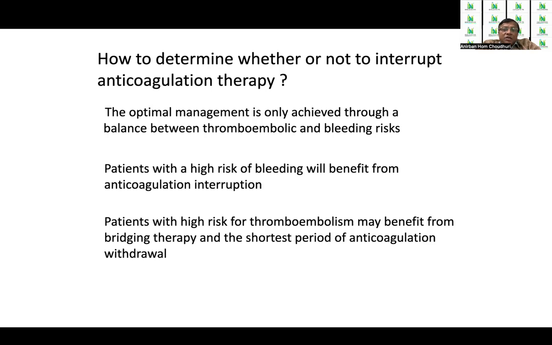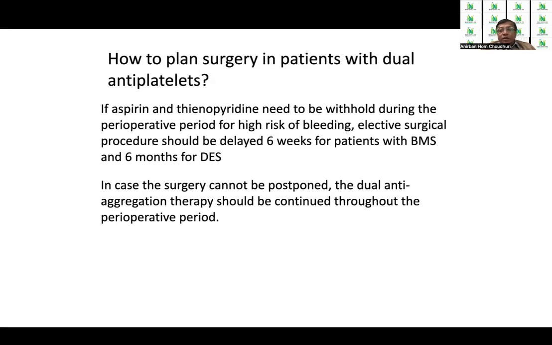Patients with high risk of thromboembolism may benefit from bridging therapy and the shortest period of anticoagulation withdrawal. So if we follow these principles, then we are unlikely to miss the patients in whom this therapy needs to be continued or discontinued and eventually run the risk of complications.